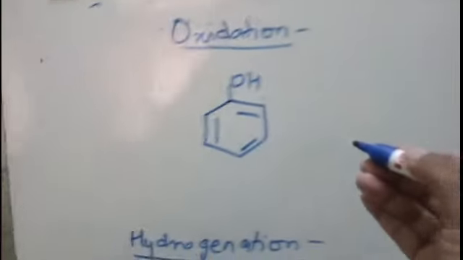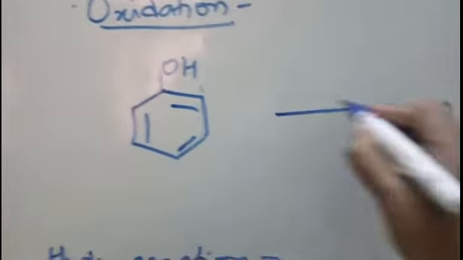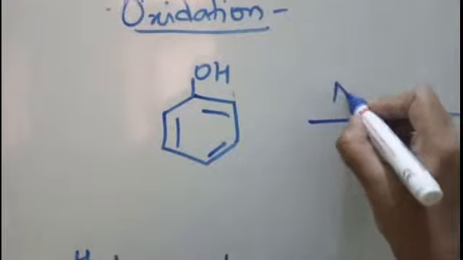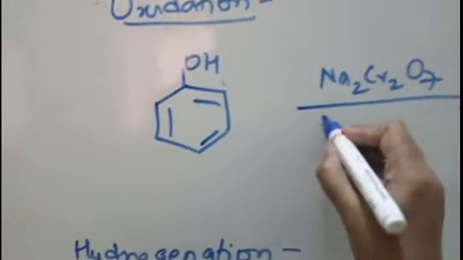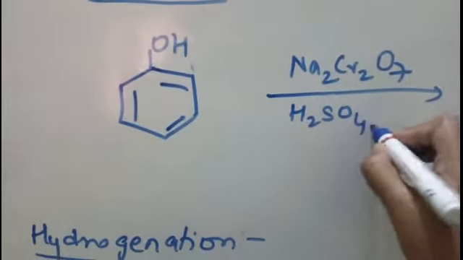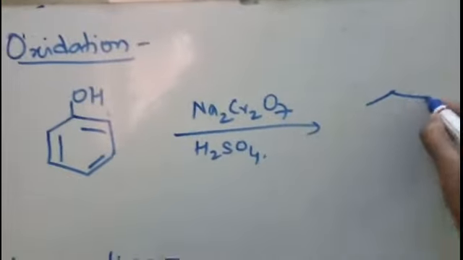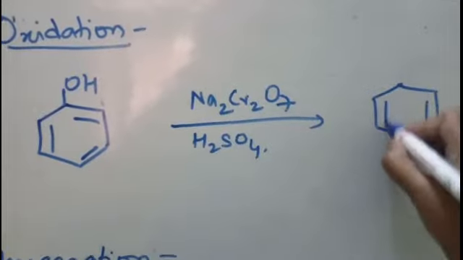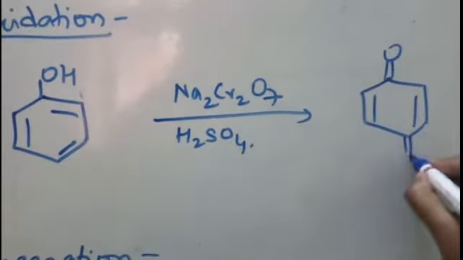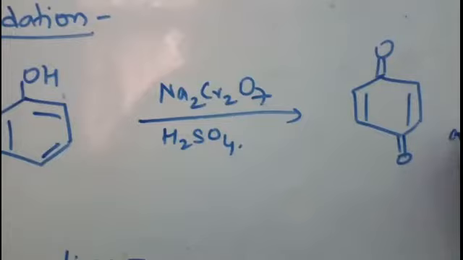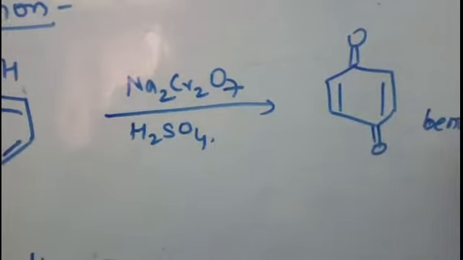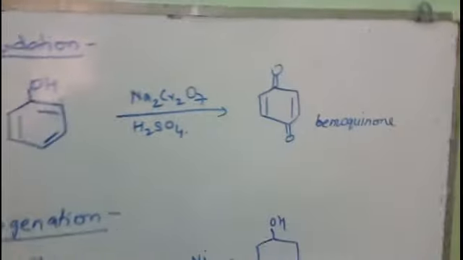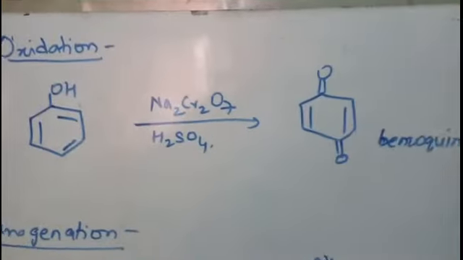When phenol is oxidized, either in the presence of air or with chromic acid, oxidation takes place. Chromic acid is formed by reacting potassium or sodium dichromate with sulfuric acid. The product is a diketone, known as benzoquinone. Here it is benzoquinone, but if any other phenol is there, then other types of quinones will be formed.